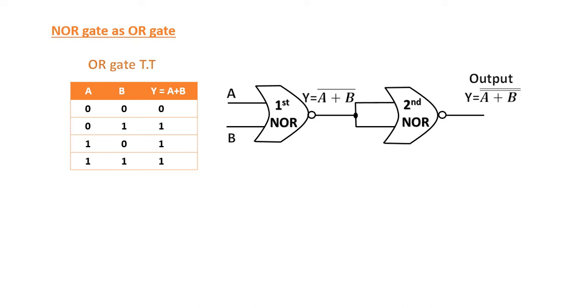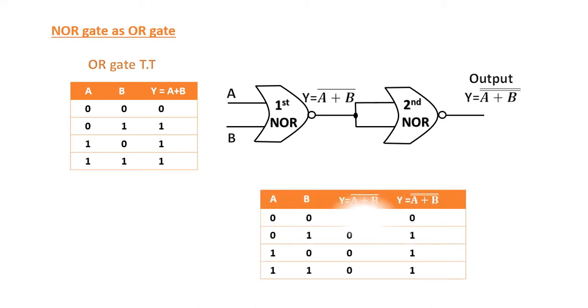Let's check whether this final output of the first and second NOR gate is representing our output for the OR gate. Since we have two inputs, the number of possible combinations will be 4, that is 0, 0, 0, 1, 1, 0 and 1, 1. If the value of A is 0 and B is also 0, then the final output, (A plus B) double complement, will be 0. You can see here A plus B will be 0 plus 0, that is 0, and its complement will be 1, and again its complement will be 0.